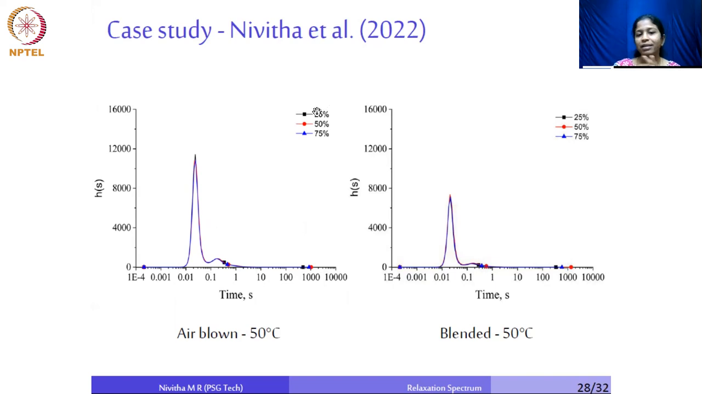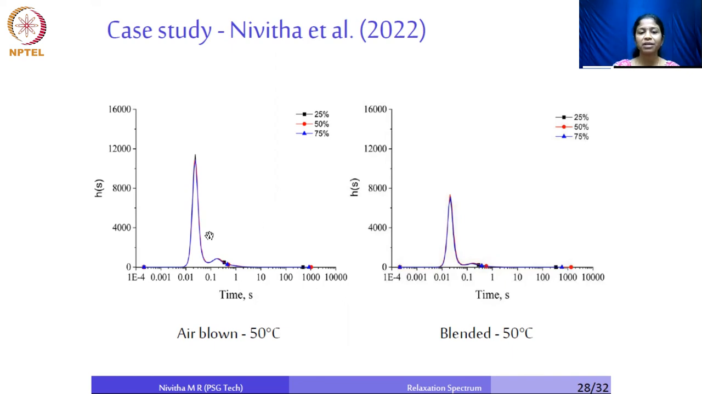You can see, again, there was no difference based on the strain amplitude that we had used. For 25%, 50%, and 75% strain levels, we could see this relaxation spectrum exactly on top of each other. So based on the strain, we did not see any difference.